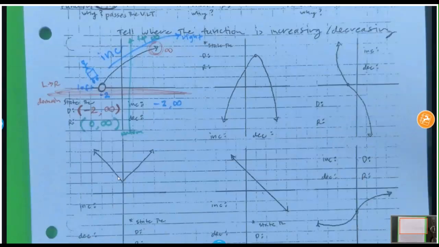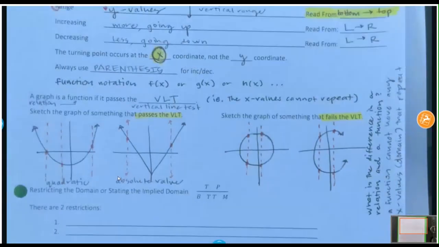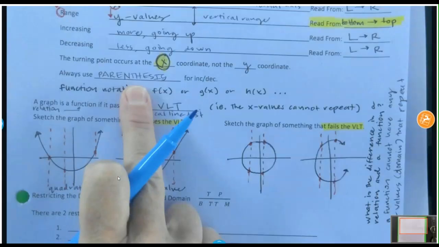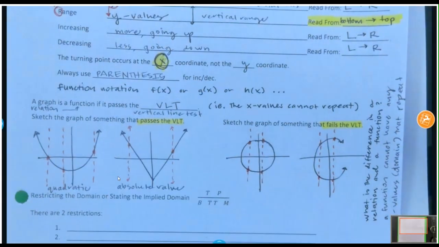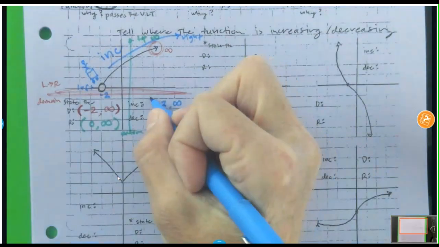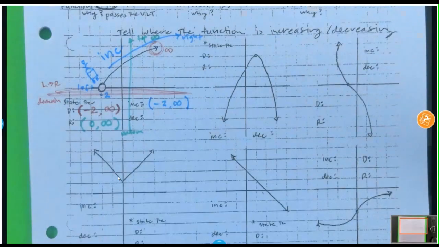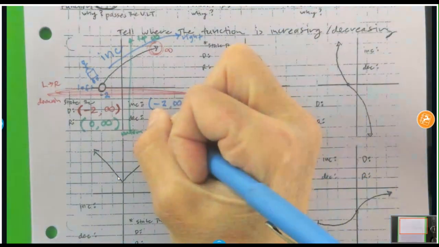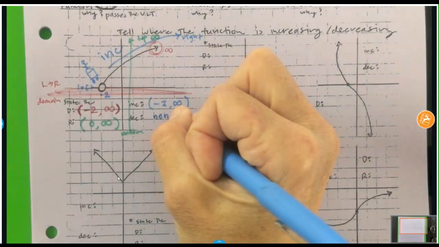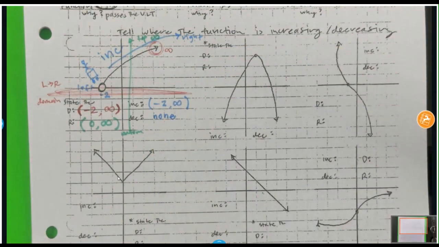It goes up forever. Now, if you'll go to your notes, I said you always use a parentheses for increasing and decreasing. This is not the best example to explain why, but we're going to put a parentheses here. So from -2 to positive infinity, it increases forever. Now, does the graph ever decrease? No. Don't leave it blank, though. Put none, N-O-N-E, or you can put does not exist. But don't leave it blank, okay, because that makes me think you don't know what's going on.